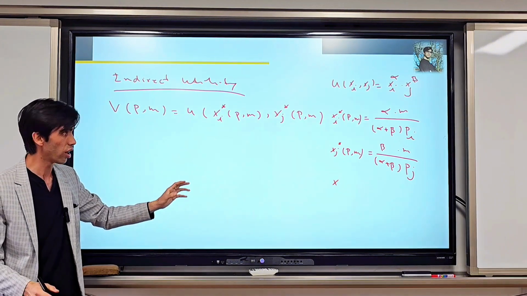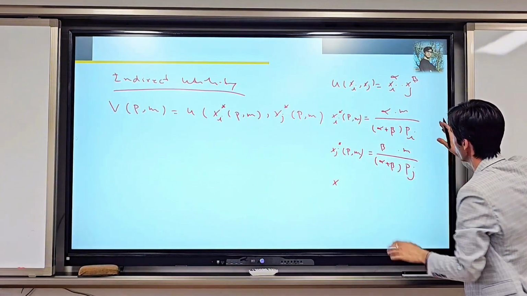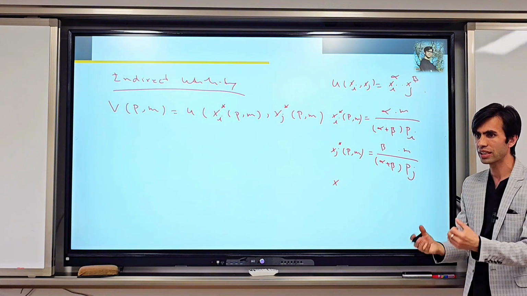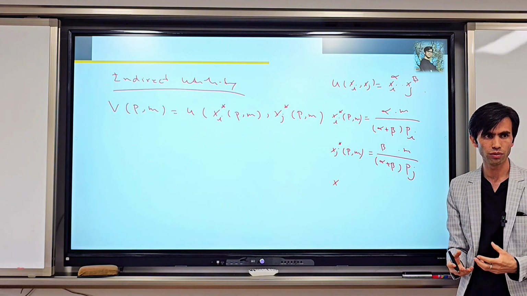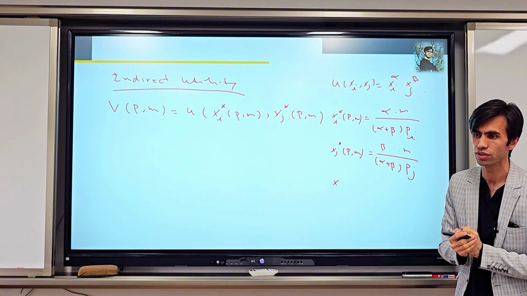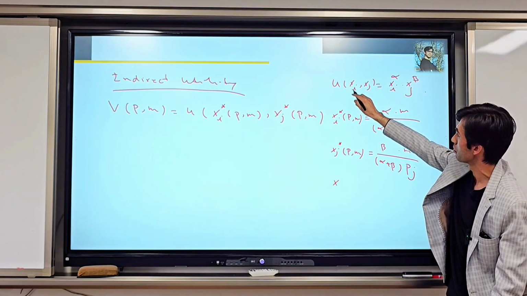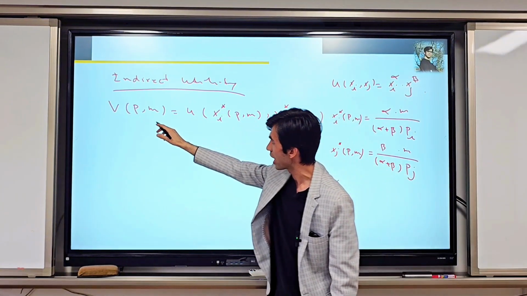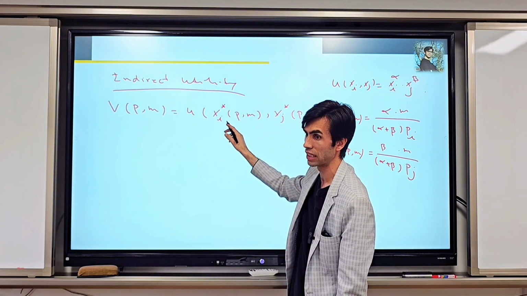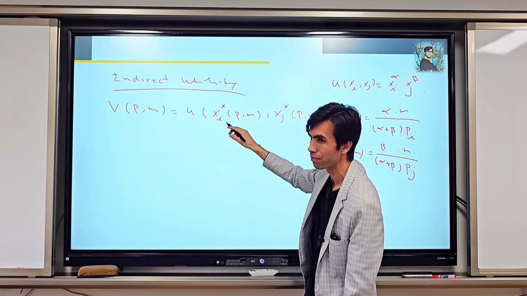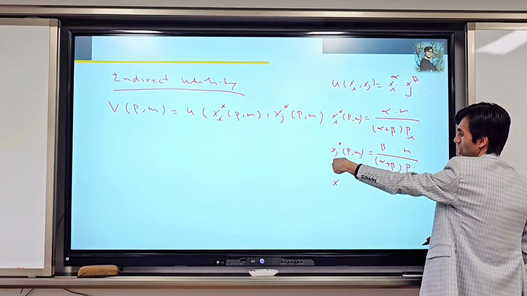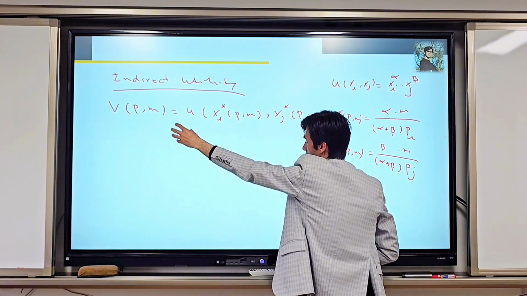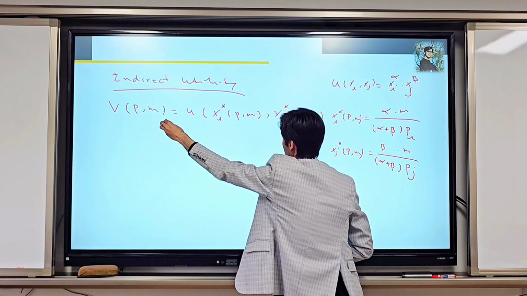Why is this indirect and why is that direct? Because here, your utility is directly related to the consumption. We take our utility, we get our utility from consuming goods. So this is a direct utility function because it's directly related to consumption. But this is indirect because this is not directly related to consumption, but it's related to P and M. But P and M are related to xi and xj.